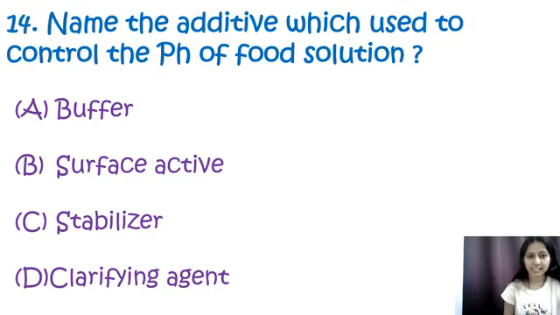Next, question number 14. Name the additive which is used to control the pH of the food solution. Options are buffer, surface active agents, stabilizers, and clarifying agent. My correct option is A, that is buffer. Buffers are used to control the pH of the food solution. They can alter and control the acidity and alkalinity of the food at a specific level, important in processing, testing, or food safety. So my correct option is A, that is buffer.